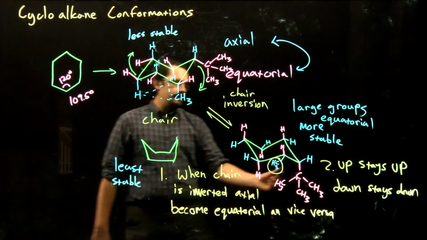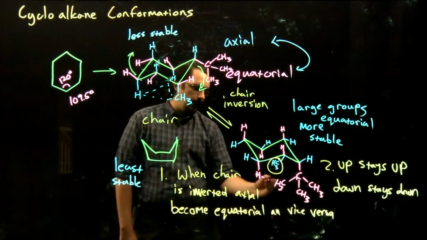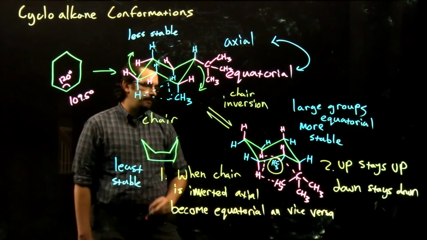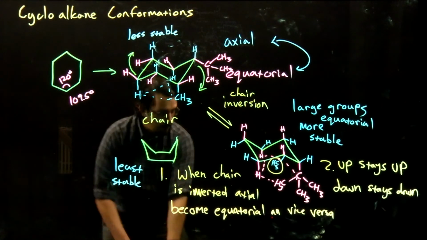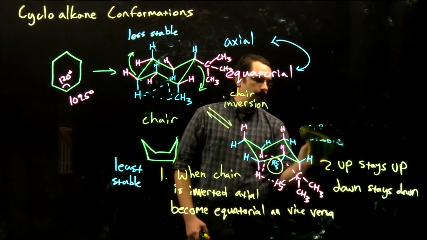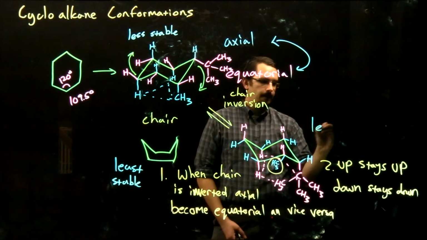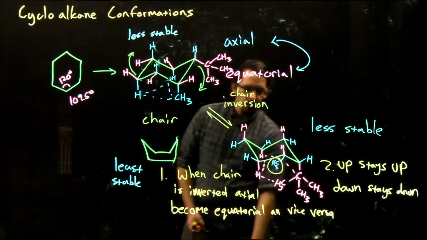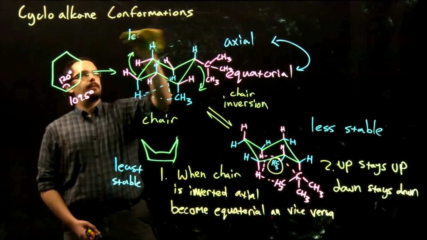Now with this group, since it's a much larger group, and it's in that axial position, we're going to see a lot of crowding here between my different axial hydrogens that are pointing downwards, as well as that axial tert-butyl group. So now, when I add this second group onto my ring system, it actually makes this chair conformation less stable. So this chair becomes less stable, and this chair now is more stable.